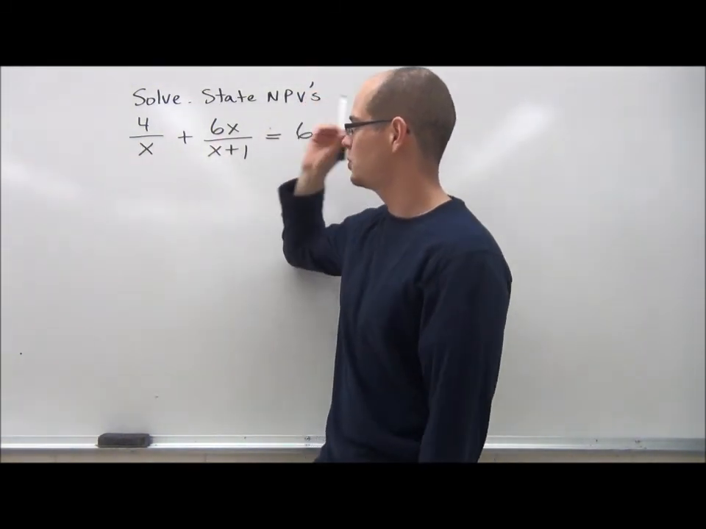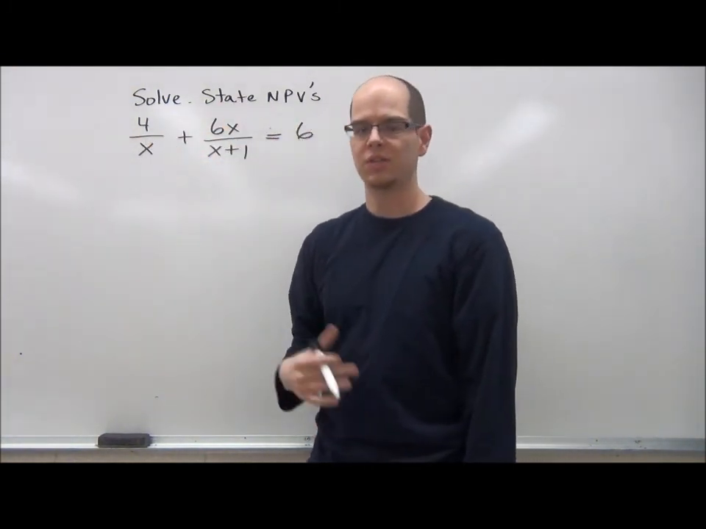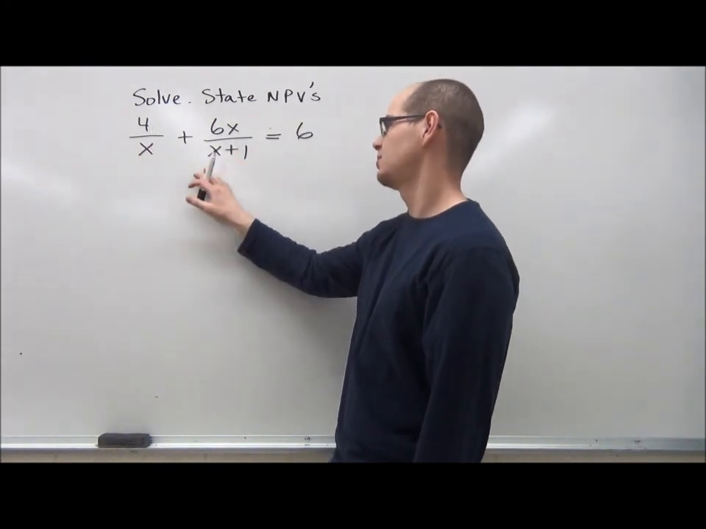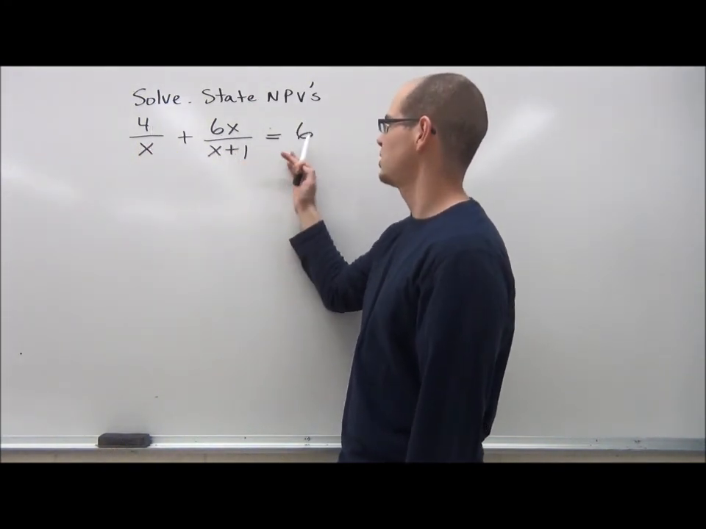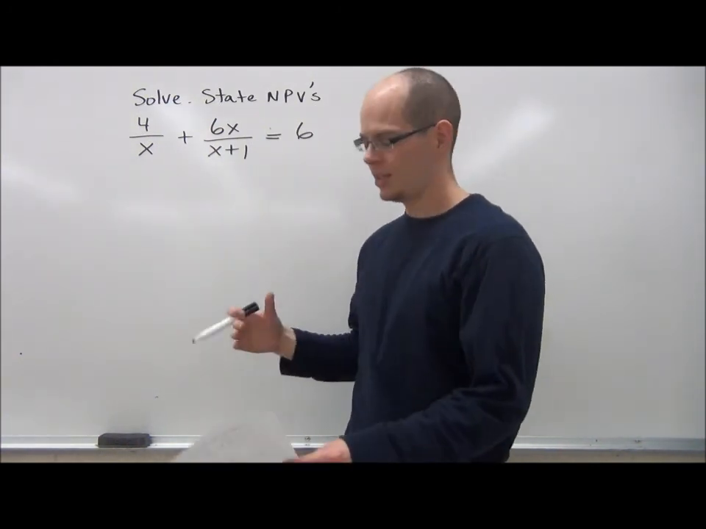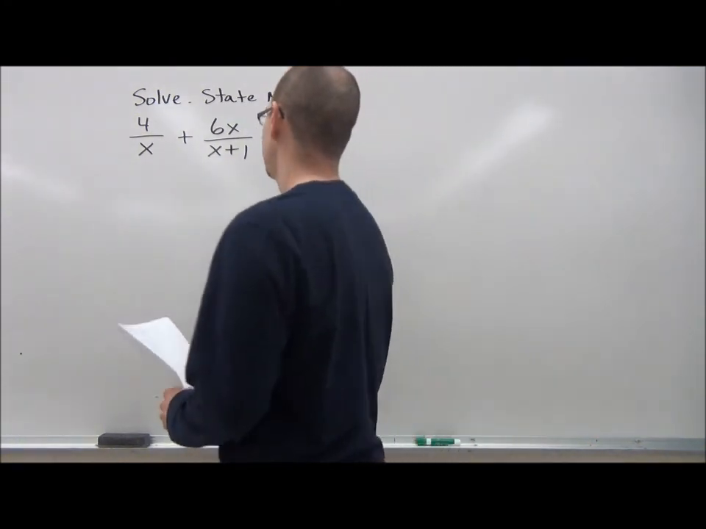So what number can you put in here so that the whole left-hand side is equal to the right-hand side? It's not easy to do, right? 4 divided by some number plus 6 times some number divided by that number plus 1 equals 6. It's hard to know off the top of your head what number that is, and sometimes there's actually more than one number that works. How are we going to set this up?